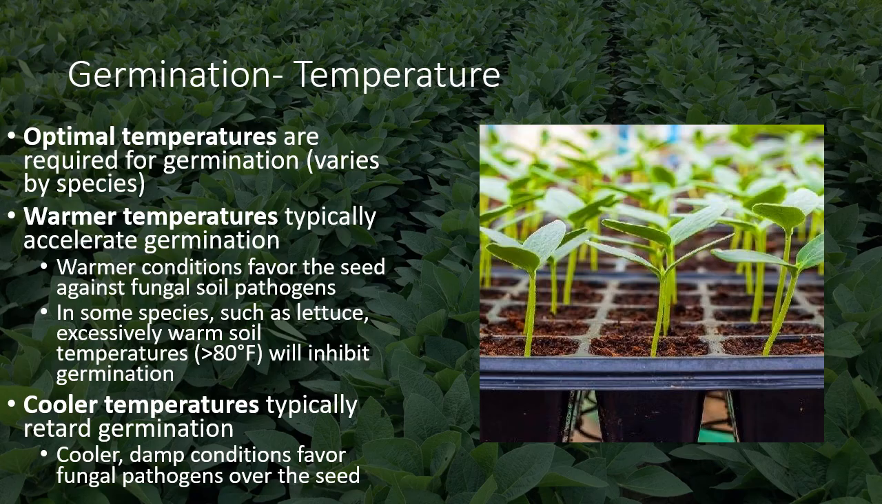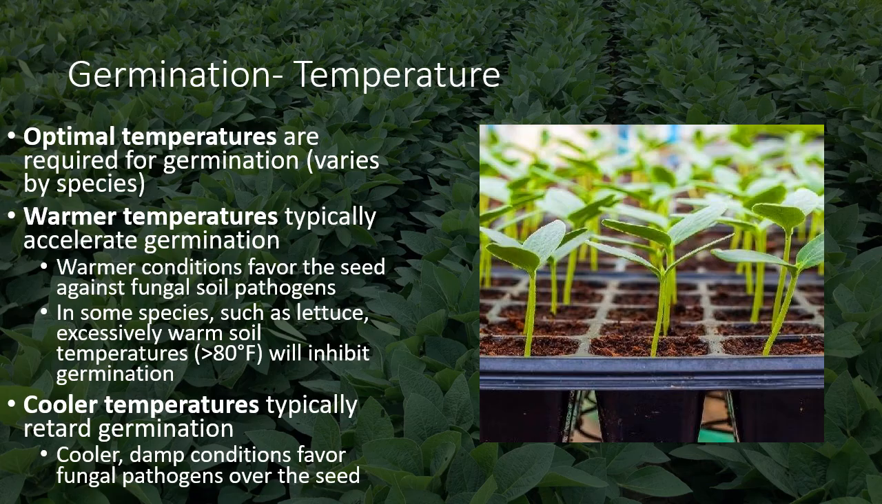However, as a rule, warmer temperatures are usually going to speed up your germination process. Warmer conditions also favor your seed against fungal soil pathogens like Alternaria or Phytophthora or Rhizoctonia, which are all fungal pathogens which can attack seedlings. In some species, however, if the soil is too warm, for example, in lettuce, if the soil temperature is above 80 degrees Fahrenheit, you will see inhibited germination.